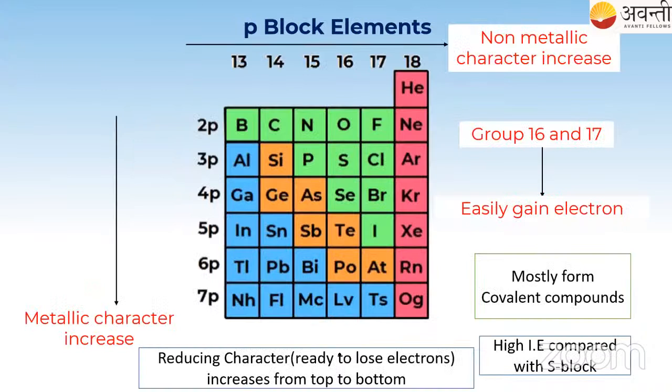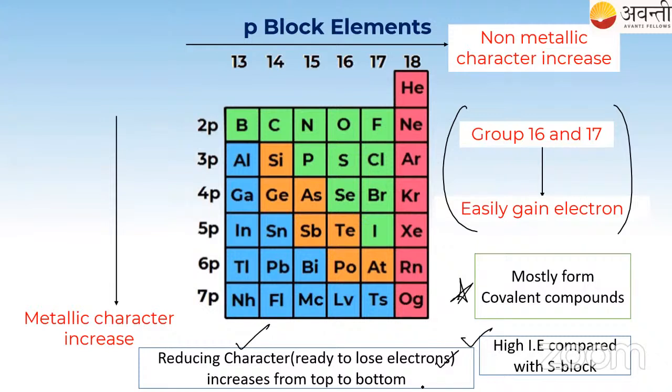Non-metallic character increases from left to right. For group 16 and 17, they can easily gain electrons to become stable. So they always form covalent bonds. Usually metals form ionic bonds and non-metals form covalent bonds. They have higher ionization enthalpy. Ionization enthalpy increases, and their reducing character increases from top to bottom because they are ready to lose electrons. Reducing character is shown by the one which is ready to lose electrons. That is the strongest reducing character.